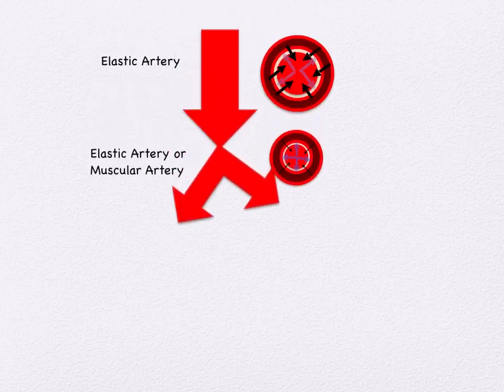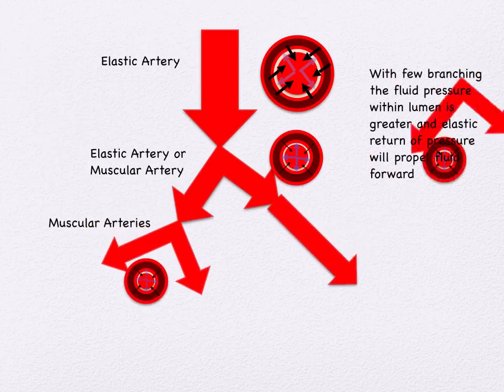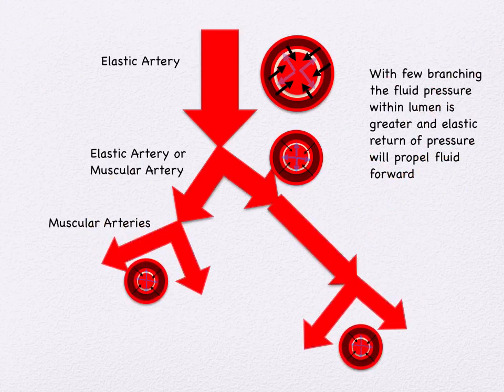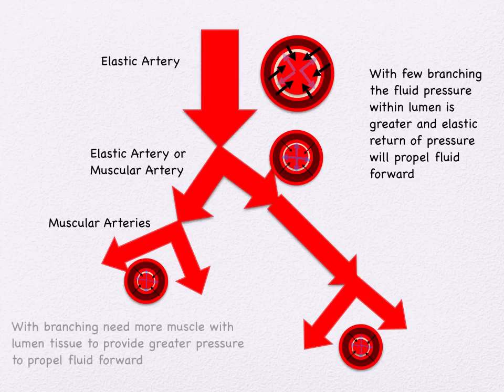So if we look at the volume based off of the size of the diameter, in the large elastic arteries we have a very large volume of fluid. This large volume of fluid is going to allow us to have large amounts of pressure within the individual lumen, within the individual artery. This continues through the first few branches, where we have few branching, meaning that we have a larger total volume within the lumen, allowing for a larger amount of pressure due to elastic return.